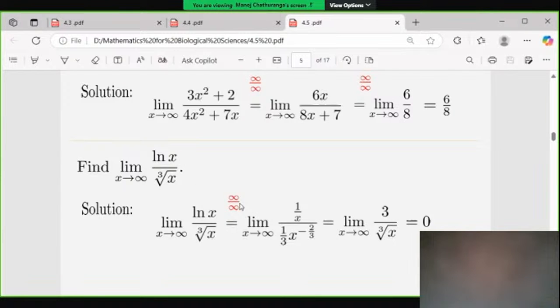Again, if you want, you can apply L'Hopital's rule, maybe a few times. If you want to apply L'Hopital's rule, you always need an indeterminate form. You need 0 divided by 0, or infinity divided by infinity.